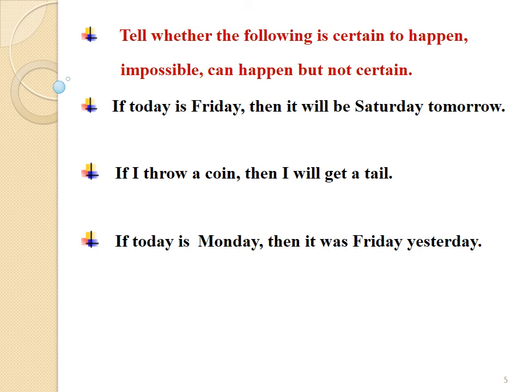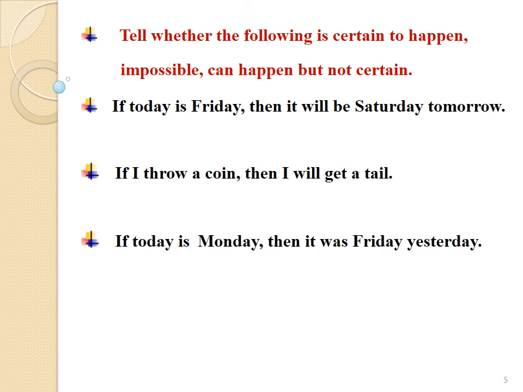We also know that the probability of a sure event is 1. For example, the probability of getting a number less than 7 in a throw of a die is 1, and the probability of an impossible event is 0. For example, the probability of getting a number more than 6 in a throw of a die is 0. So now let us solve this sum.